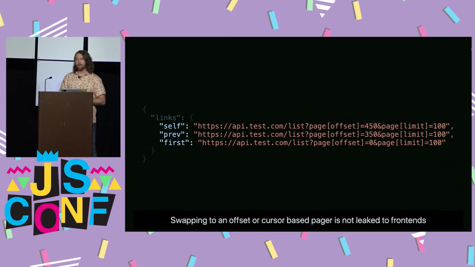And the other really powerful thing about HATEOAS and Hypermedia is that you can swap out the implementation without front ends even knowing. So in this example, I've switched to an offset-based pager. You can do the same for a cursor-based pager. And because the front ends are basically grabbing this link and running a GET request on it, they know no difference.